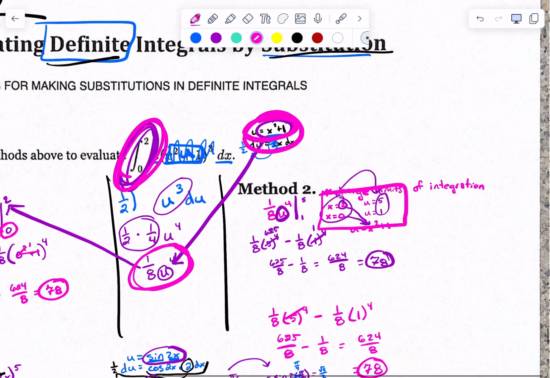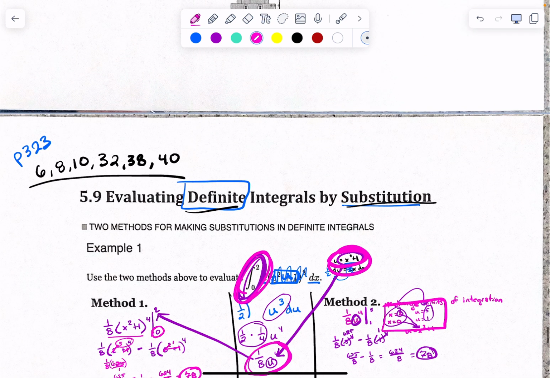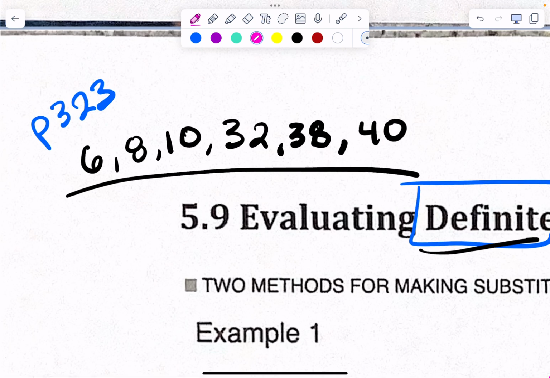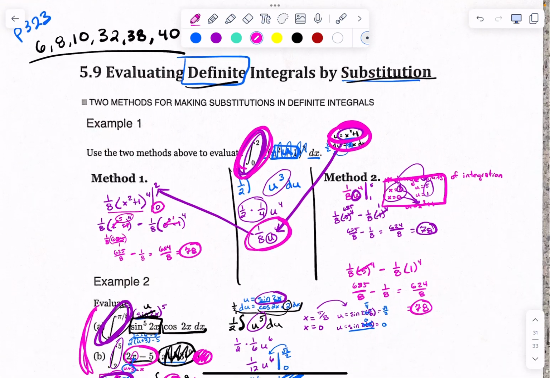You can email me or text me and let me know if you have any questions. But this is the homework assignment that we did for 5-9. Those 6 problems. Okay, yeah, I get lost there if I don't follow my paper.